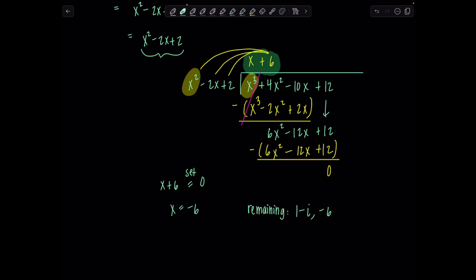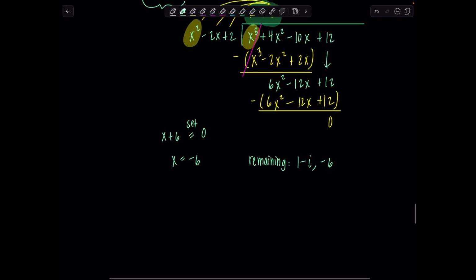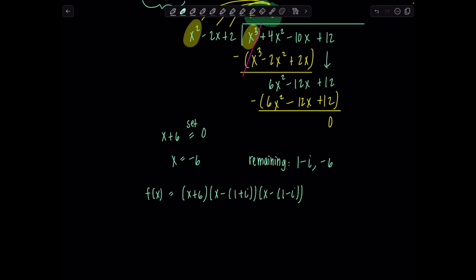And then they didn't ask, but let's just write f of x in factored form. Let's just show off how good we are. X plus 6, x minus 1 plus i, x minus 1 minus i. Okay, beautiful. Why did it make it an arrow? I still don't understand. Okay, I've got one more for you, and it's super similar to this one.